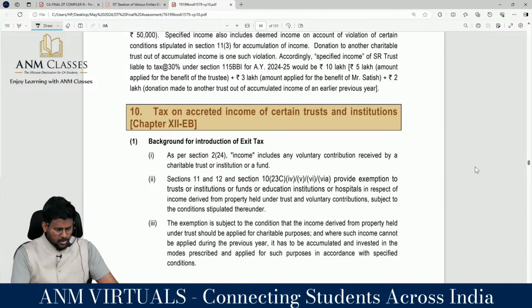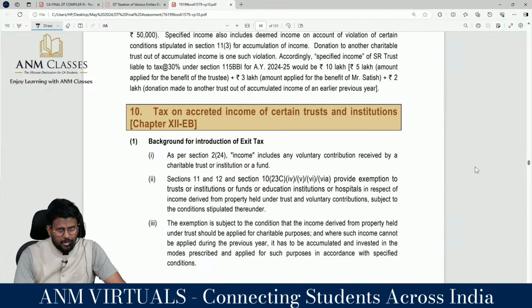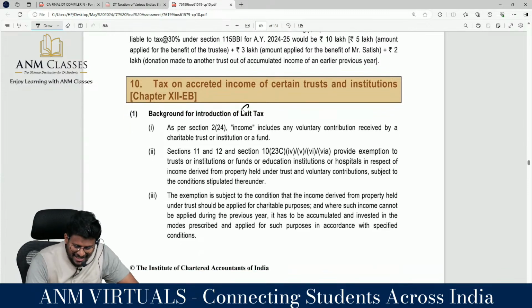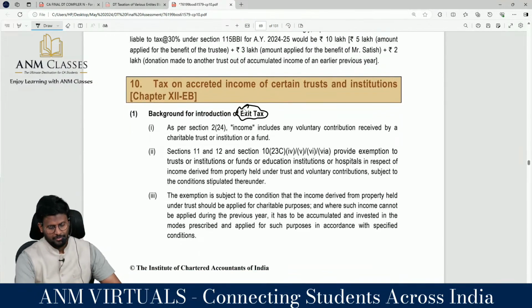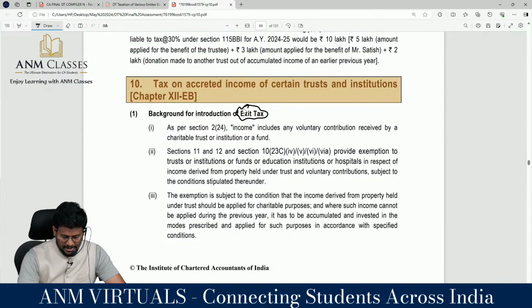Happy evening, sir. So we are going to start a beautiful topic, an important topic for examination called exit tax. What is the topic? Exit tax. Sir, what is the background for the introduction of exit tax?